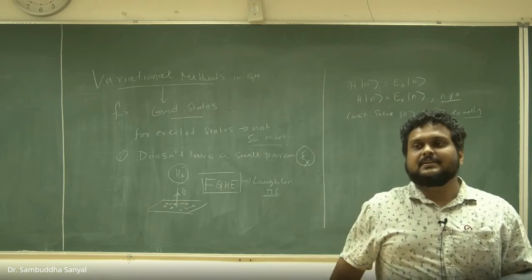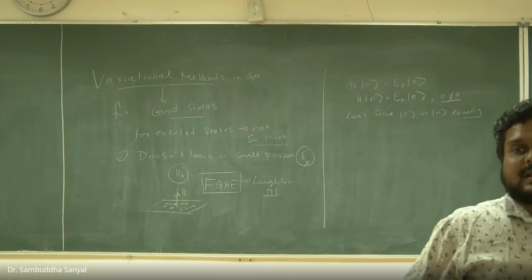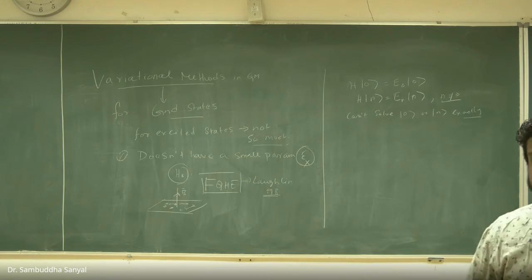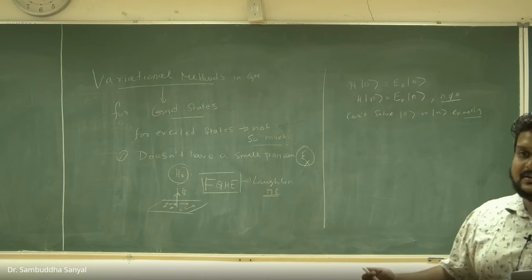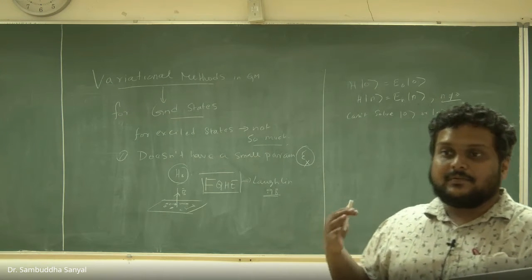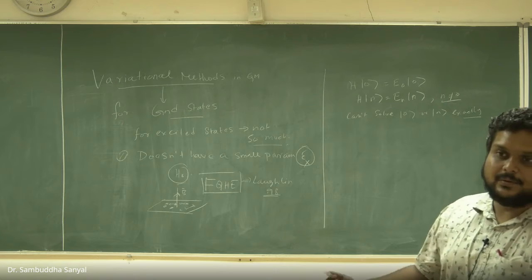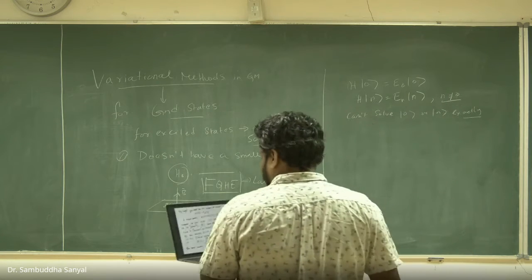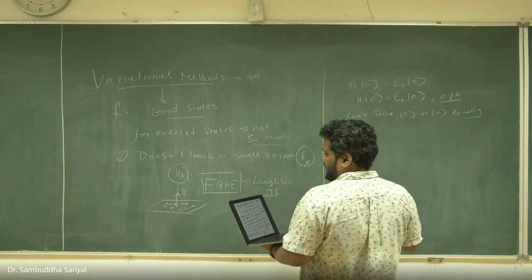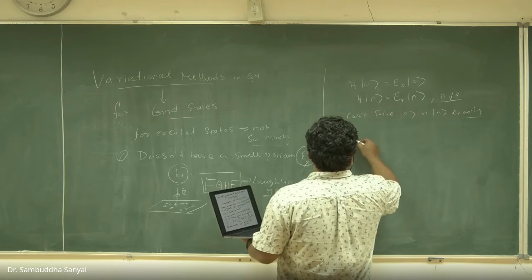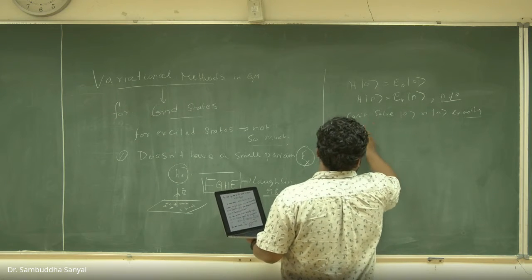In perturbation theory, the assumption is you know the H0 part, and then you want to calculate the full H, which is H0 plus H1. But there is no guarantee that you will even know the H0. So that is the point. And when that happens, how do you handle that? So we want to guess a ground state.